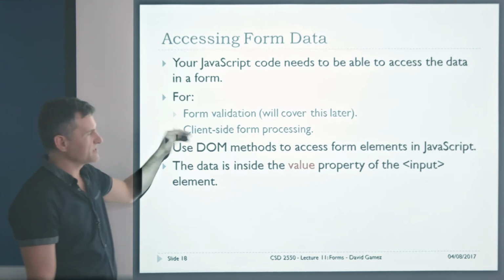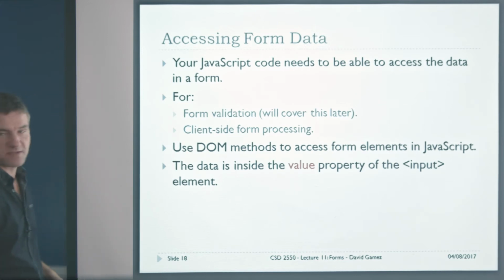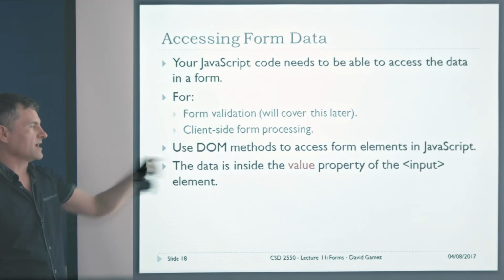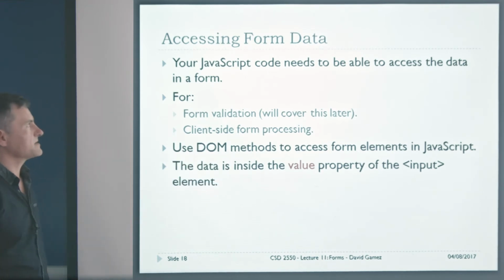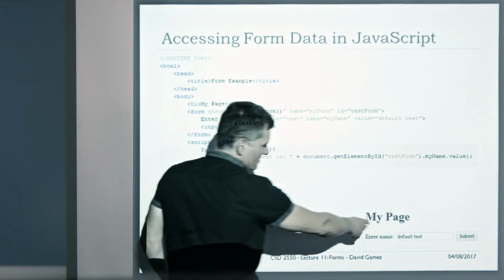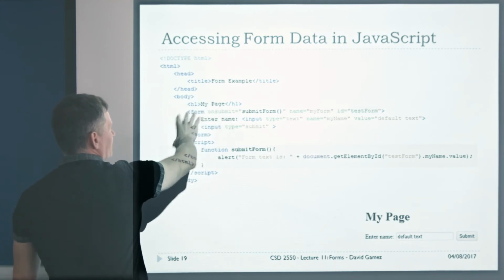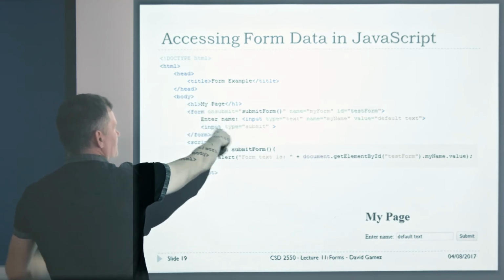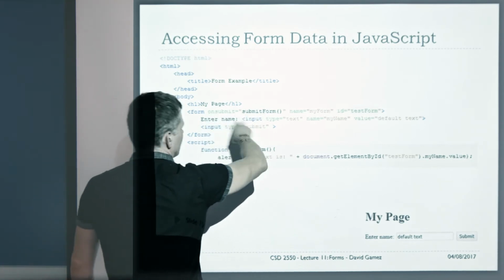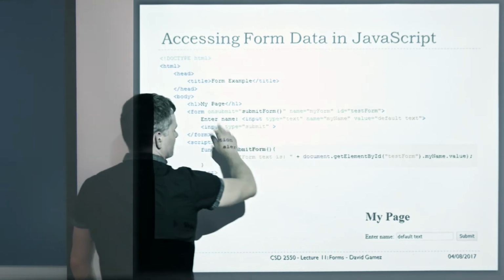So to access the forms in JavaScript, it's very easy. We can just use these standard document object model methods that we talked about in the previous lecture. And the data in each of the input fields is inside the value property of the input element. So I'm going to give you some examples of that. Suppose at the bottom, so it's a little bit small, we've got a page. So here's the HTML. We've got a header, and then we've got a form. We've got, in this case, an event handler on submit, which calls this submit form method, which is probably not the best way of doing it, but never mind.